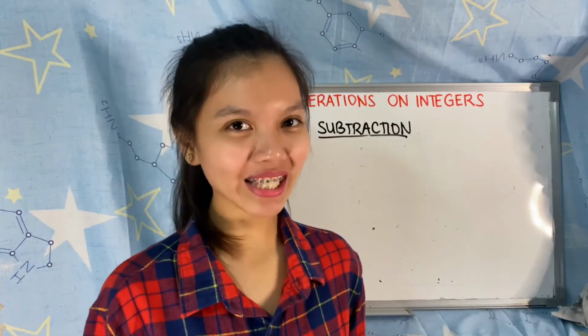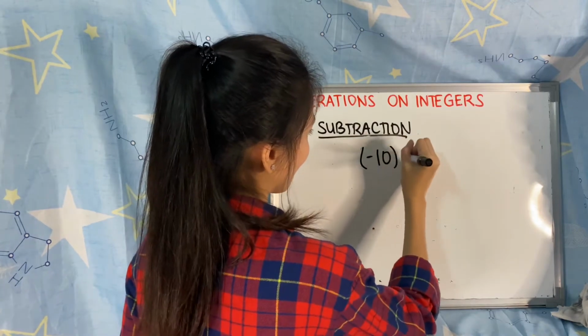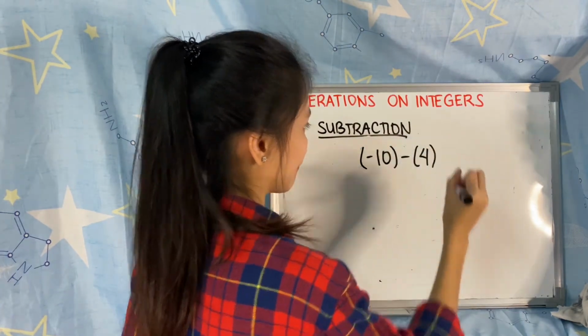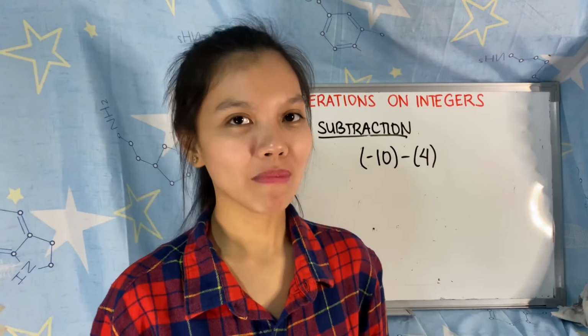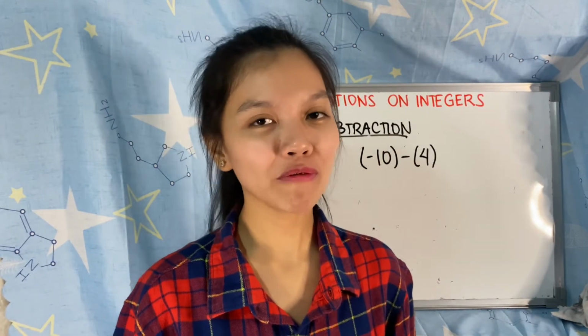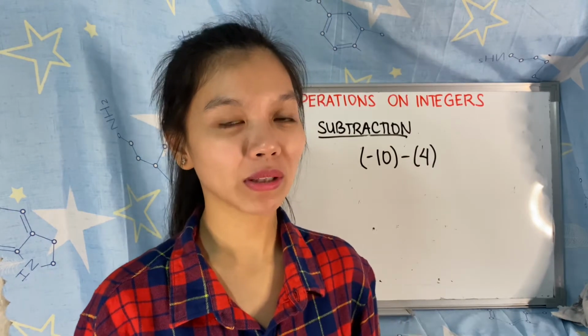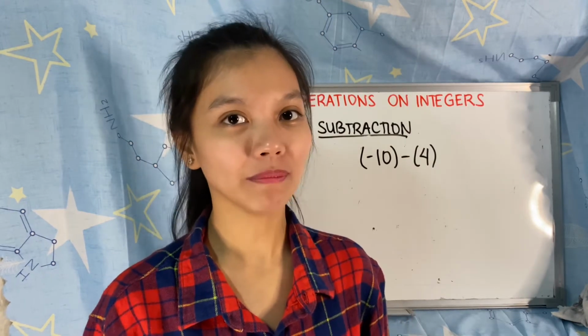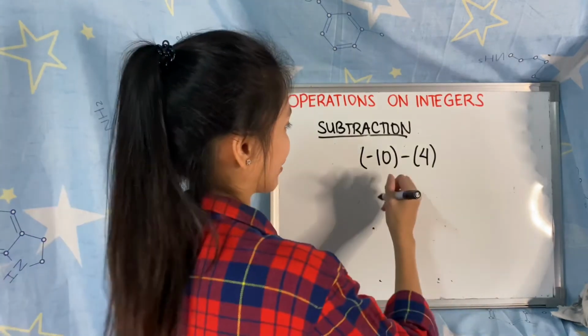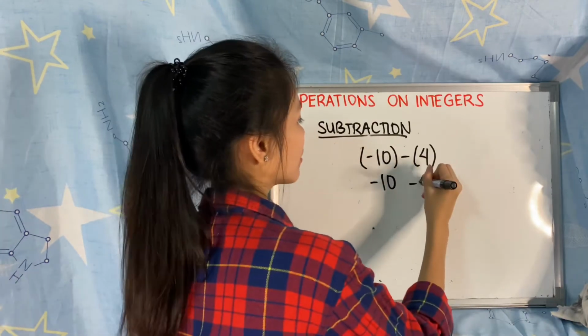Okay, for another example, we have here negative 10 minus positive 4. So, remember to change the sign of your subtrahend. So, if we have positive 4, after that, we are going to get its opposite. It will become negative 4. Very good. So, we have negative 10 minus 4.